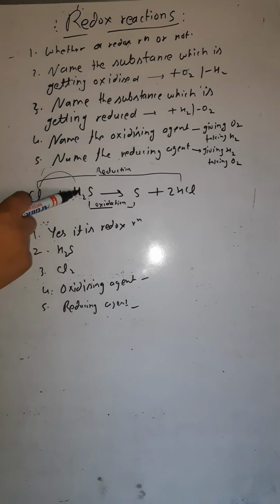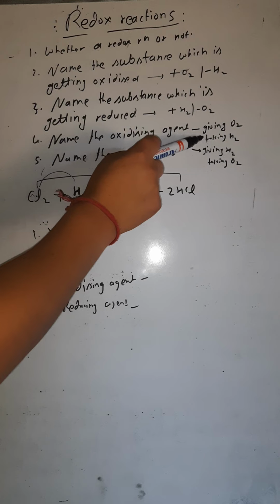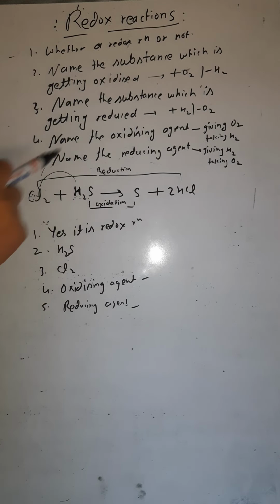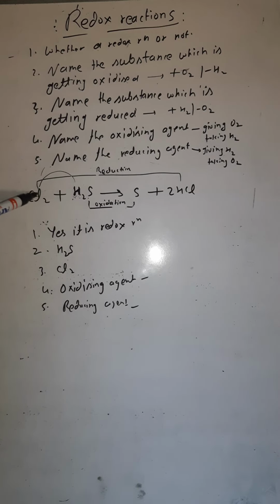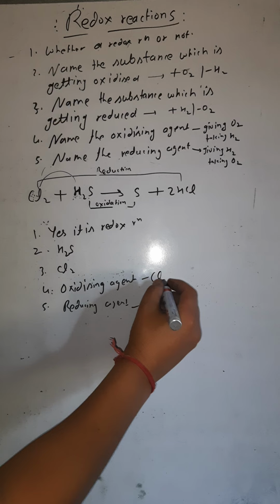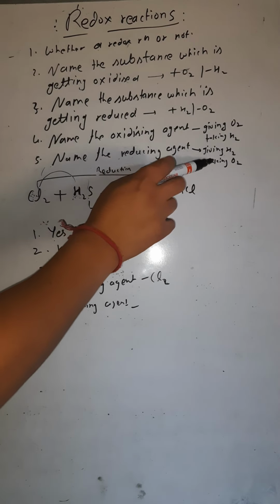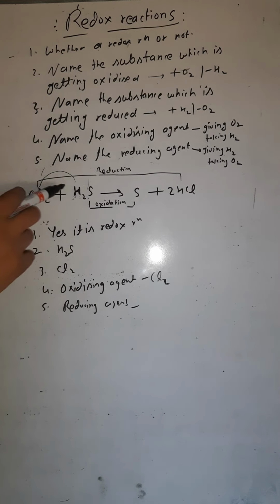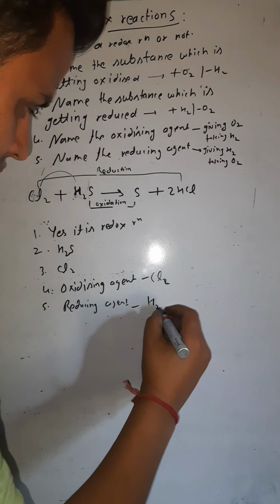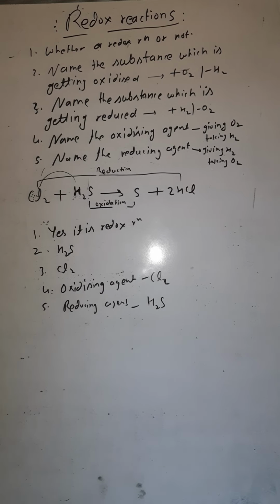So H2S is giving hydrogen, so it is the reducing agent. And which one is taking hydrogen? Chlorine. The one that is taking hydrogen is called the oxidizing agent. Chlorine is taking hydrogen, so chlorine would be the oxidizing agent. And reducing agent means which is giving hydrogen. What is the reducing agent here? Hydrogen sulfide, that is H2S. Okay, so this is how you would answer the questions.